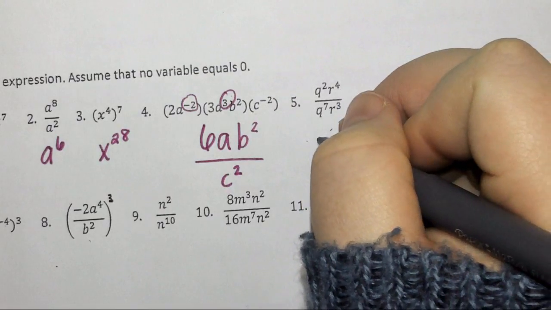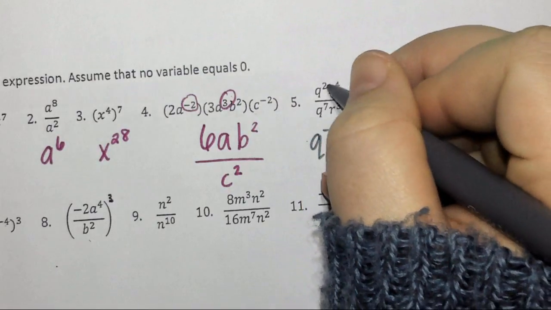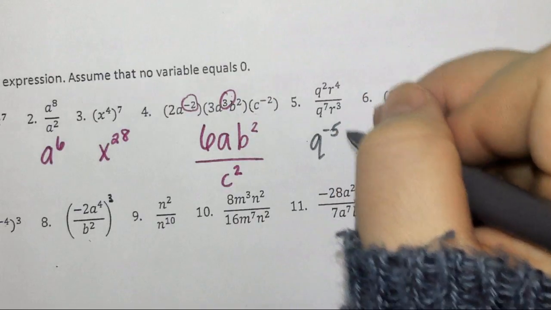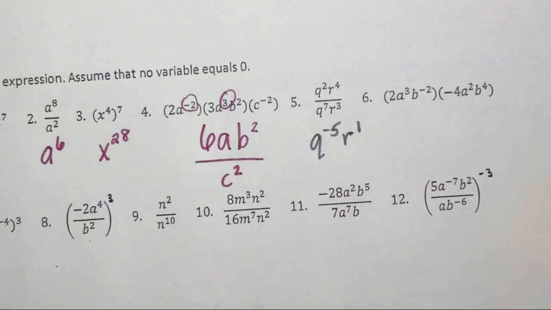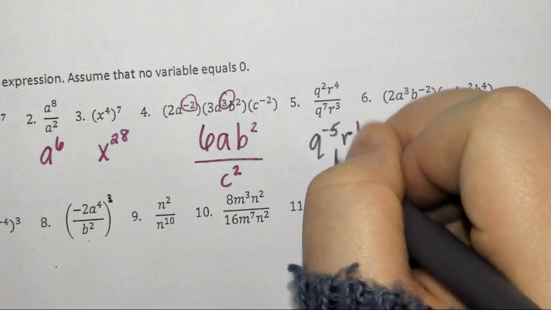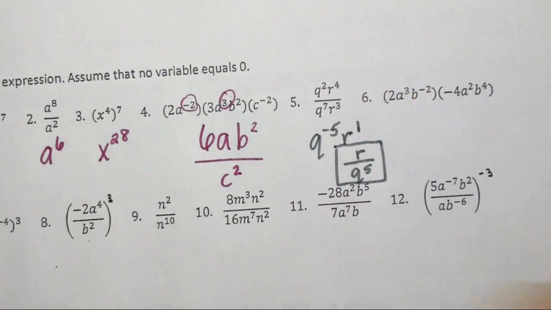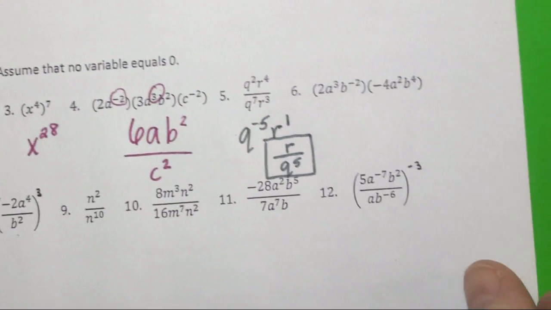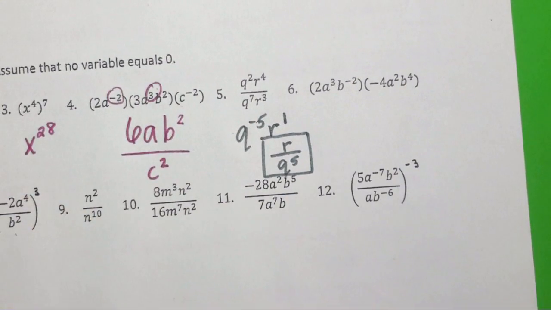Yeah, so when I first did it, I thought q to the negative 5 because 2 minus 7 is negative 5. 4 minus 3 is 1, so r to the 1. So you write it as r over q to the 5th because we cannot leave it as that negative exponent. Okay, number 6.